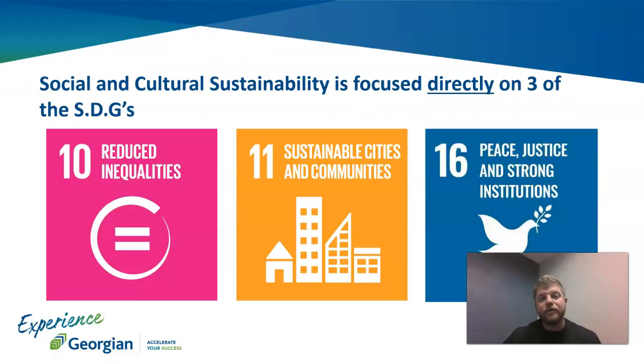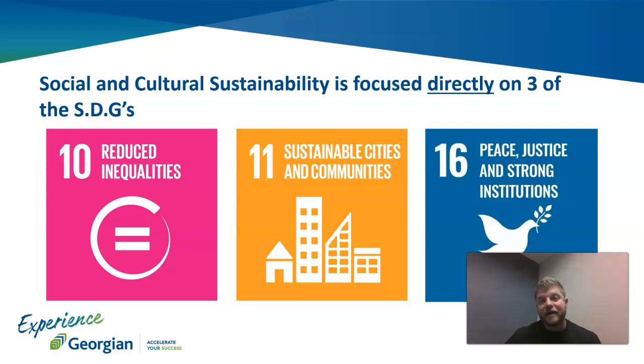So as we know, we have 17 SDGs, and all of them match to certain pillars a little differently. For societal and cultural sustainability, we focus directly on these three SDGs, which are reduced inequalities, sustainable cities and communities, and peace, justice, and strong institutions. I'm not going to review each one of these. Please refer to your week 2 lesson if you want a little bit more in-depth information about this, or any of the readings.